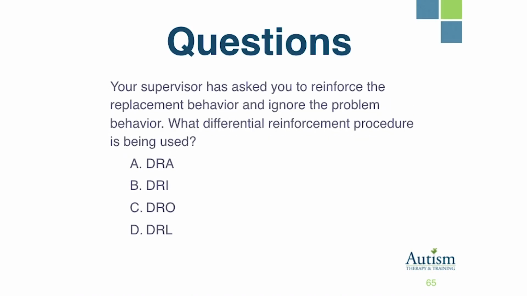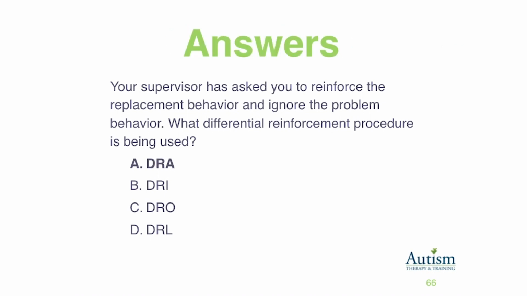Your supervisor has asked you to reinforce the replacement behavior and ignore the problem behavior. What differential reinforcement procedure is being used? A, DRA, B, DRI, C, DRO, or D, DRL? And the correct response is A, DRA.